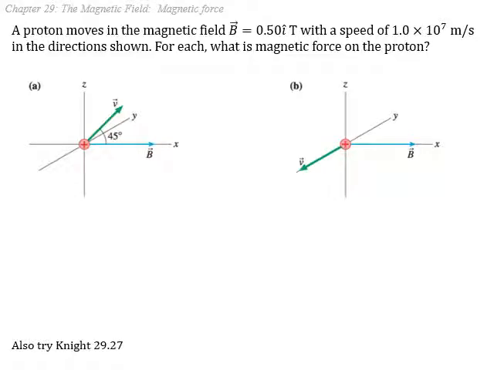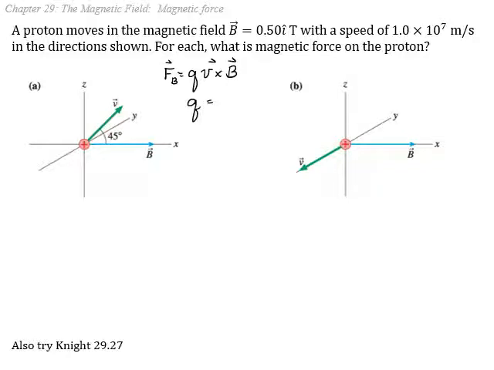Let's do an example now with a moving proton. We've got part A and B here, and the difference between parts A and B is the direction of the velocity. We want to find the magnetic force. We know that's equal to QV cross B, and we've got two ways. We can do the cross product in the equation, or we can do magnitude and direction. Let's do the cross product for A, magnitude and direction for B.